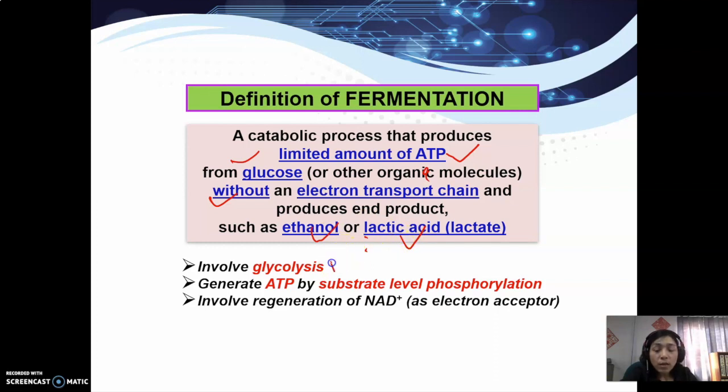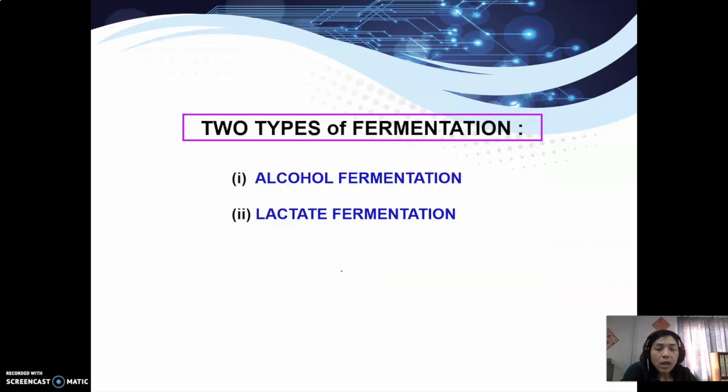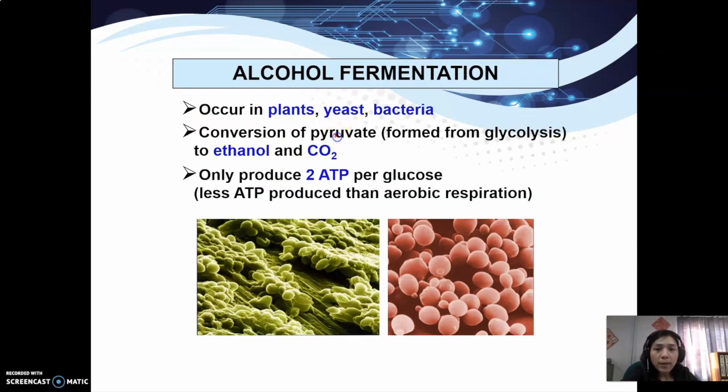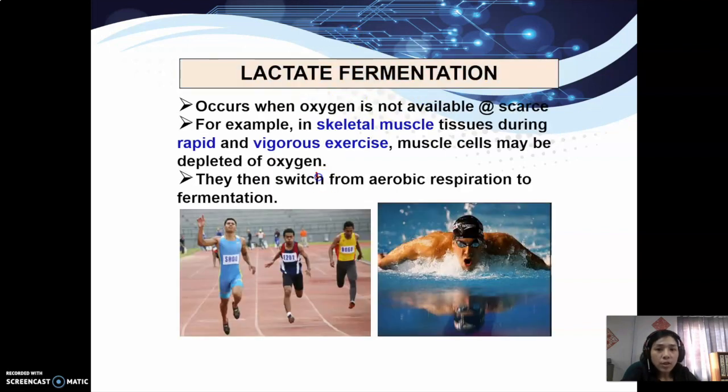So fermentation involves glycolysis. It will generate ATP only by substrate level phosphorylation without oxidative phosphorylation and involves the generation of NAD+. So there are two types of fermentation, alcoholic fermentation and lactate fermentation. Alcoholic fermentation is practiced by plants, yeast, and also bacteria, while lactate fermentation is practiced by skeletal muscle.